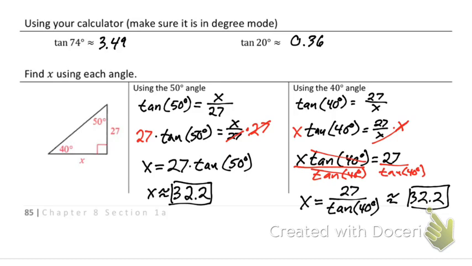So no matter what angle you pick, as long as you don't pick the right angle, right, Evan? We have to pick either this one or this one. We can solve for x, or that 27. Pick the wrong angle, then you won't get the right answer. Okay. All right, let's continue on.